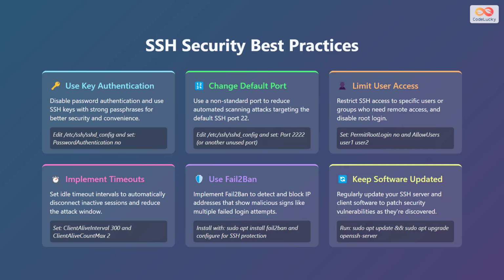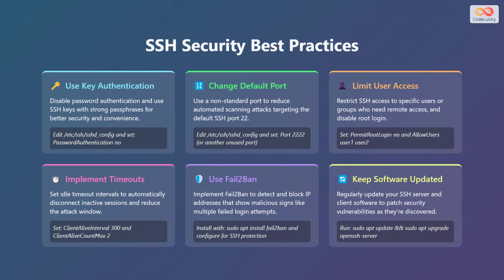Second, change the default port to a non-standard port to reduce automated scanning attacks targeting the default SSH port 22. You can edit /etc/ssh/sshd_config and set Port 2222 or another unused port.